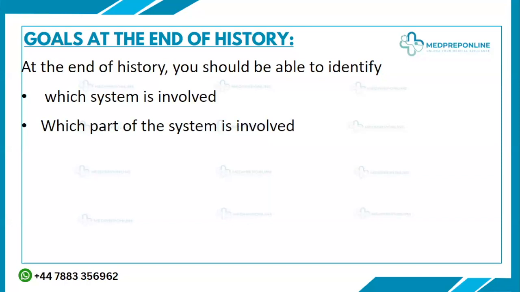If it is the GI system, then you should be able to know if it's the upper GI or the lower GI, what part of the GI, the liver, the pancreas, which part of your system is involved. You should be able to narrow your history to these points by the end of your history taking. And then you should be able to know what the disease process is, whether it is an infection, an inflammation, or a malignancy. So you should be able to sort out the disease process taking place in the system. These should be the goals at the end of your history, especially when you're trying to make a diagnosis, if it's a diagnostic history.